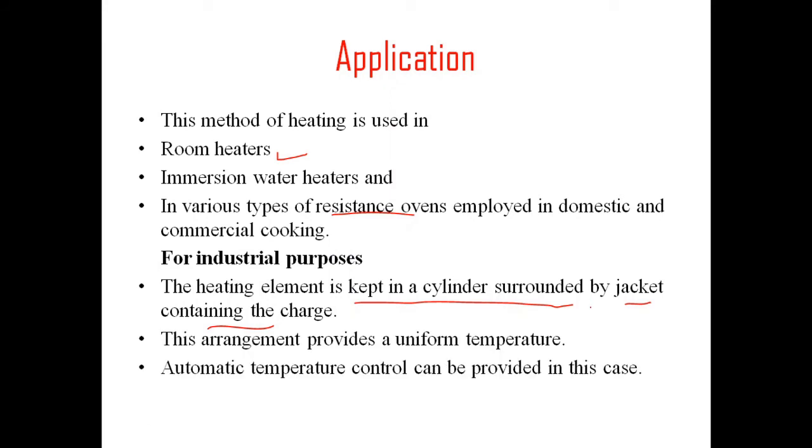So these are some of the points of advantage. This kind of arrangement will give you uniform heat transfer. So uniformity will be maintained, and also we can have automatic temperature control, which is the most important point required in the industry. In direct resistance heating, we didn't have this kind of an advantage. So here in indirect heating we can have automatic temperature control.